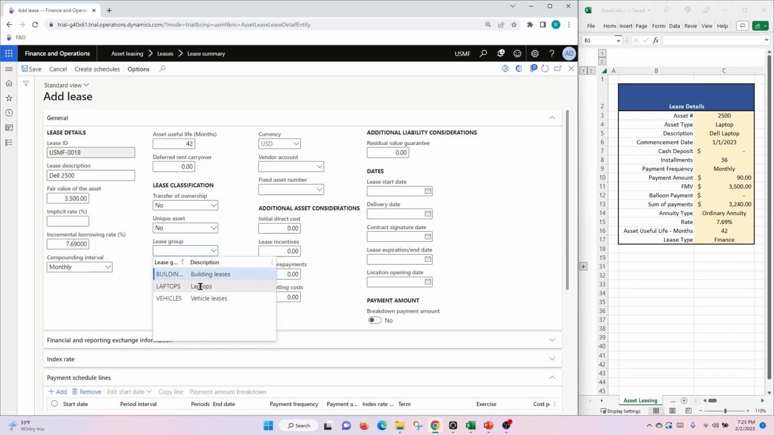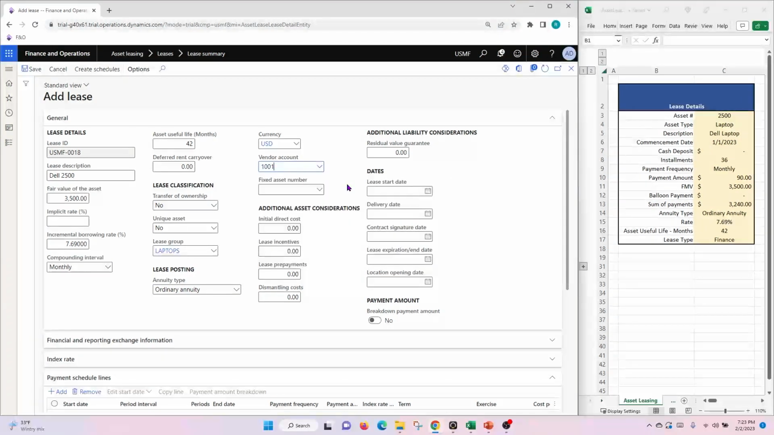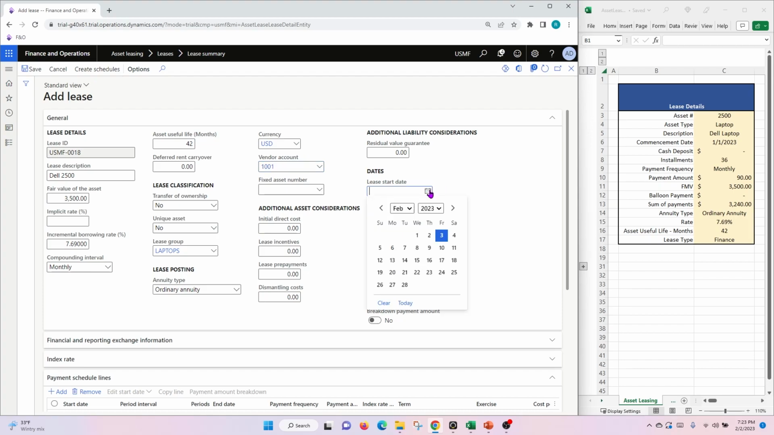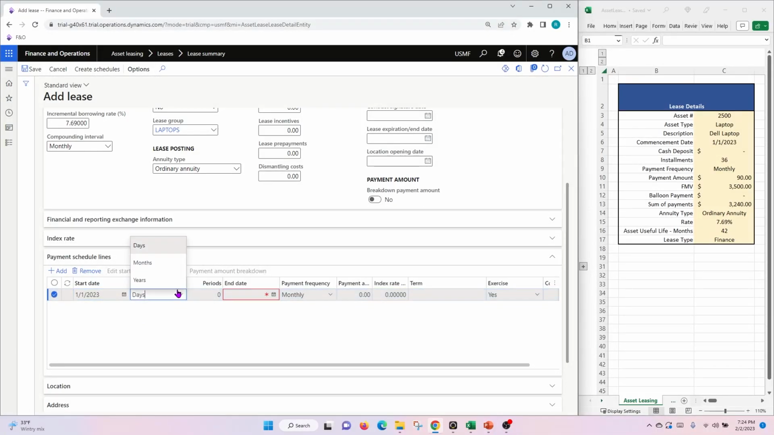Lease group, we said this was laptops. And annuity type, make sure you get this one right. This should be an ordinary annuity. Vendor account, Acme. And the only other thing we need to enter here is the lease start date, January 1st, 2023. Now, if we go to the payment schedule lines, switch this to months, put 36. And we're going to do $90 here.